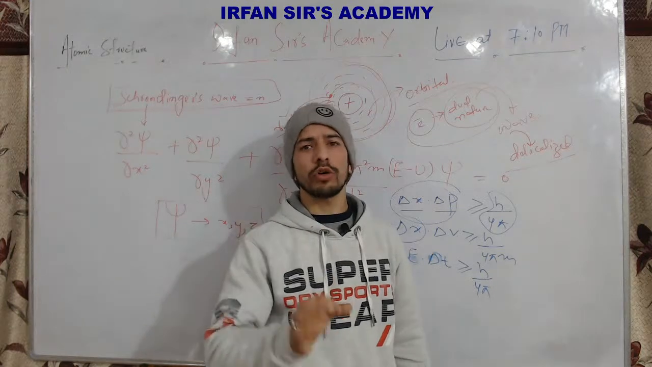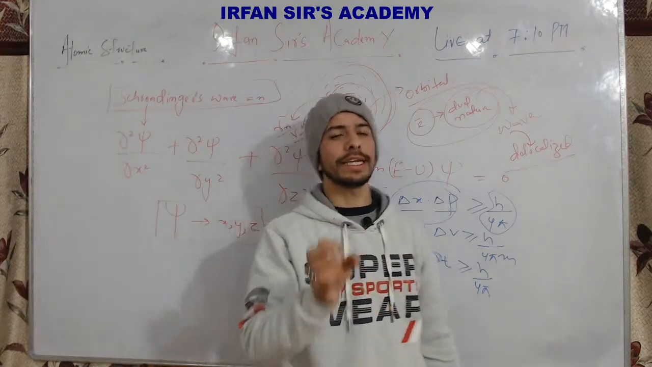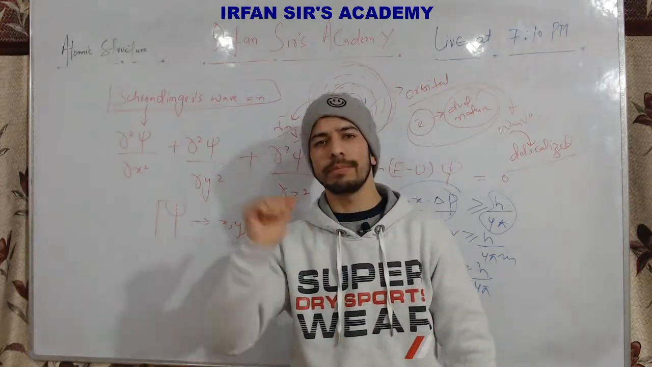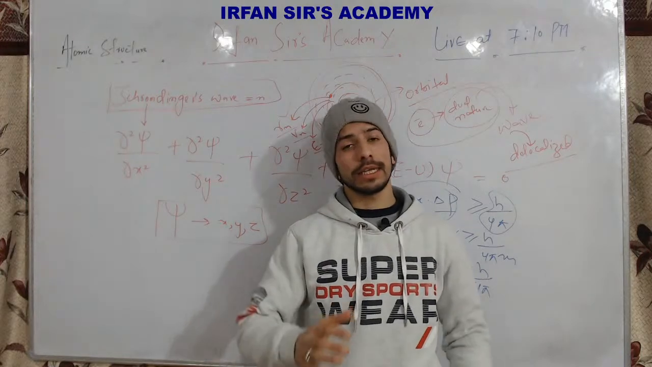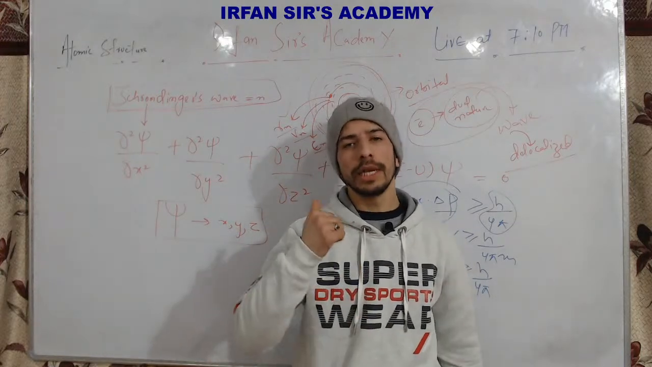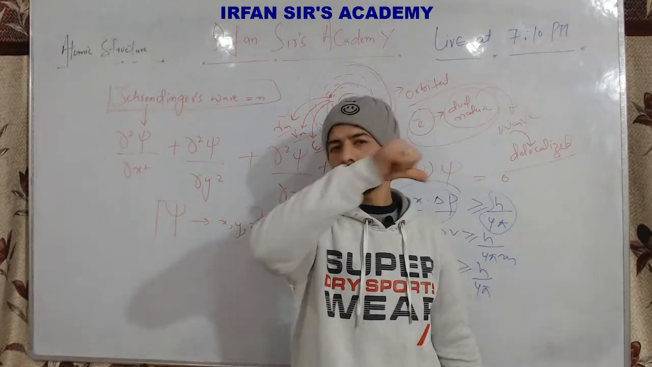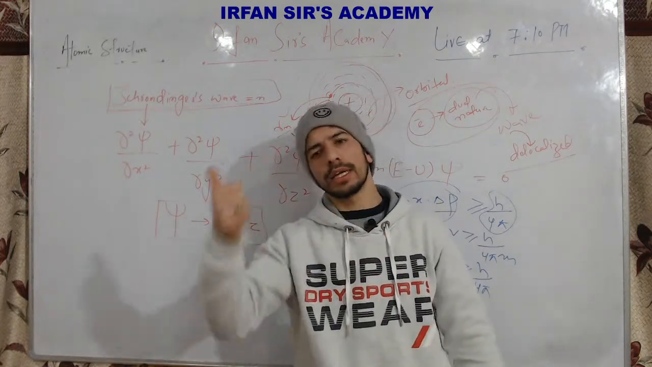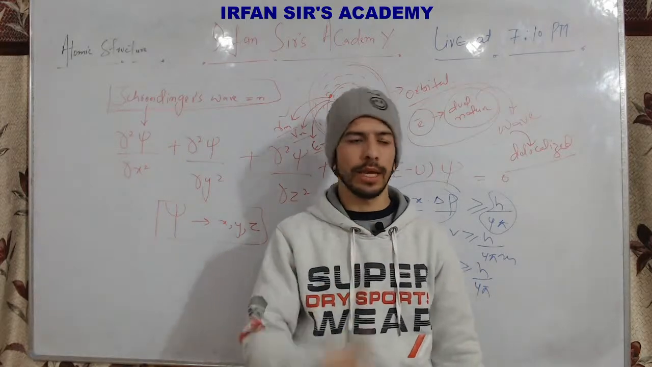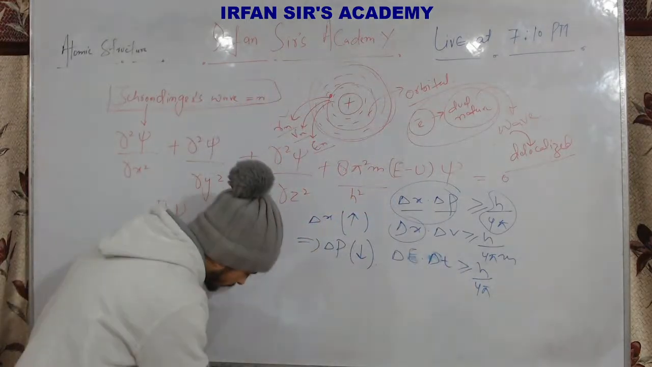Also, for the electron in a particular region, the probability is very high, 90 to 95%, but there is no 100% probability. Probability ranges from 0 to 1. Probability can be 0, probability can be 1, maximum 100%. I hope it's clear to you.